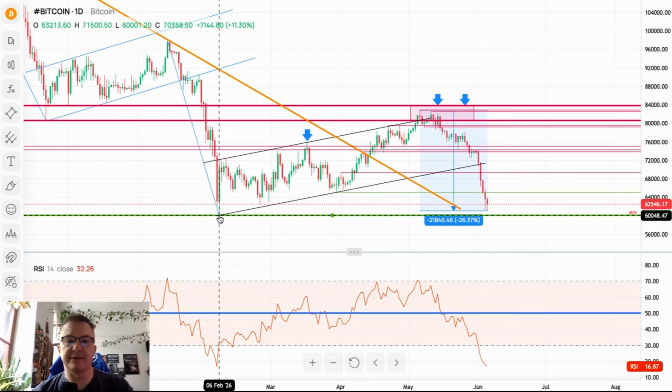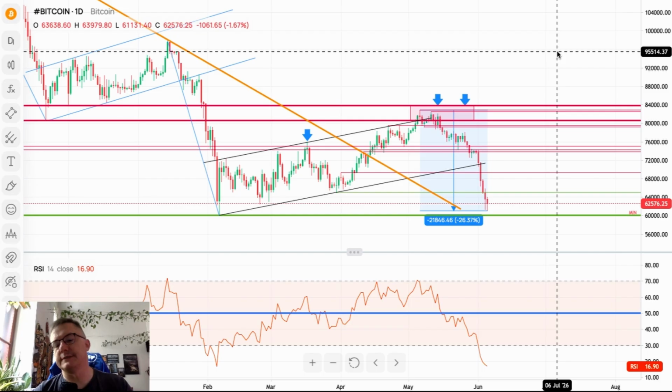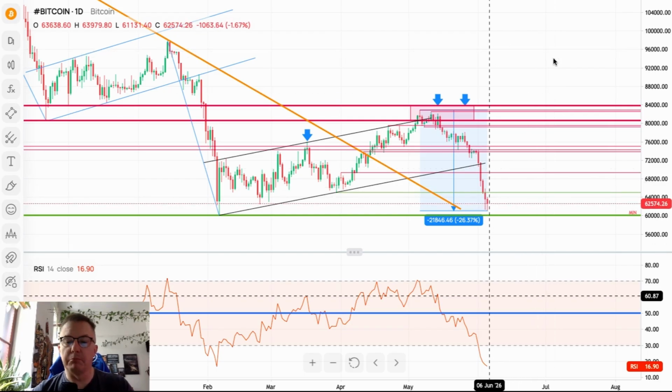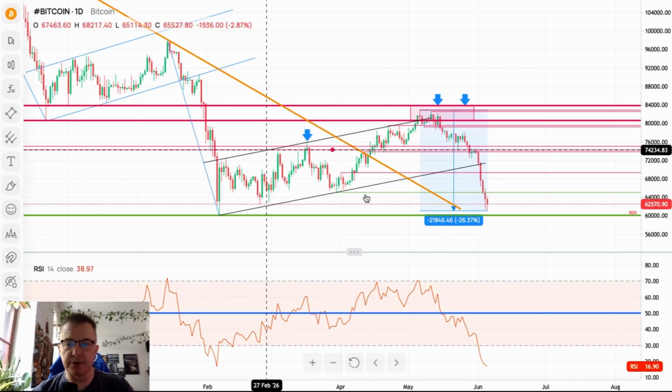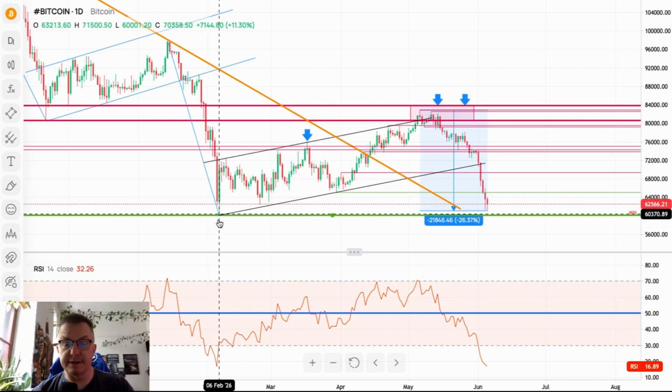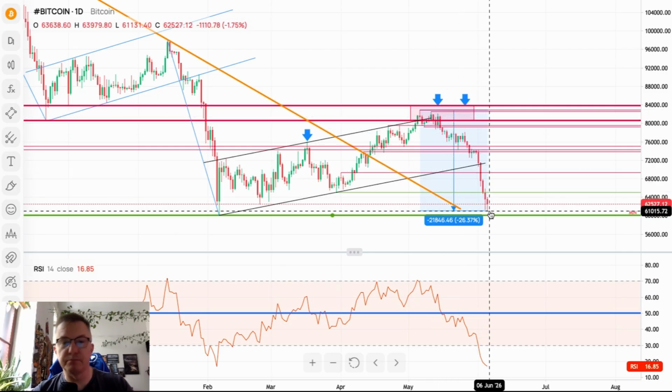$60,000, exactly $60,001 is the biggest technical support this year. Any breakout lower would mean that the Bitcoin is on the lowest level this year, and that bearish flag is telling me that that's not the end of the movement to the downside for Bitcoin. We might see some relief rally, but look at this, how much time it took for the Bitcoin to move from 60,000 to 82,000, and how much time it took for the Bitcoin to go back towards $61,000.